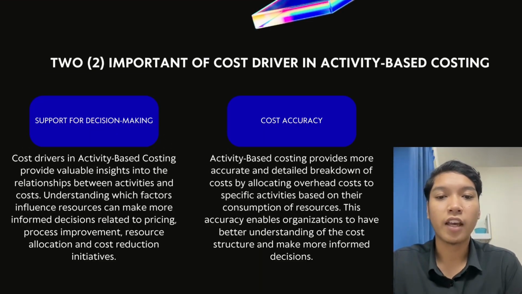Second is cost accuracy. Activity-based costing provides a more accurate and detailed breakdown of costs by allocating overhead costs to specific activities based on their consumption of resources. This accuracy enables organizations to have a better understanding of the cost structure and make more informed decisions.